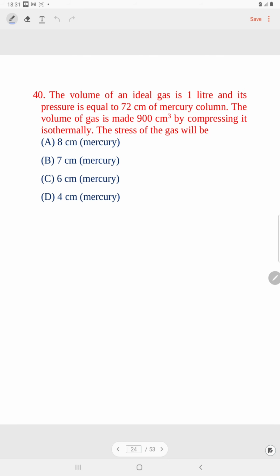The volume of an ideal gas is 1 liter and its pressure is equal to 72 centimeter of mercury. That is V1 is equal to 1 liter. 1 liter means 1000 centimeter cube and its pressure is 72 centimeter of mercury column. The volume of the gas is made 900 centimeter cube. It was 1 liter, that is 1000 centimeter cube. It's made 900 centimeter cube by compressing it isothermally, and we have to find out the stress of the gas.